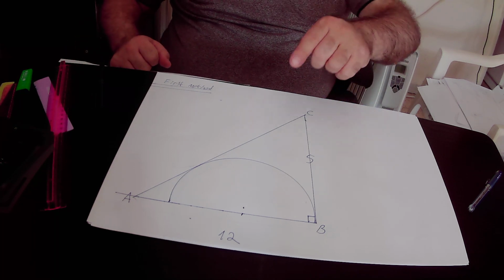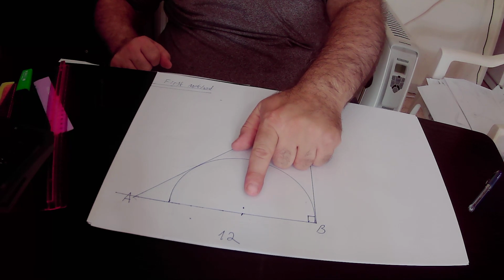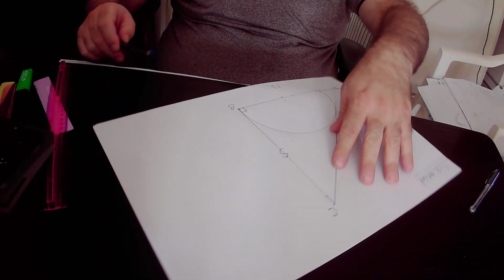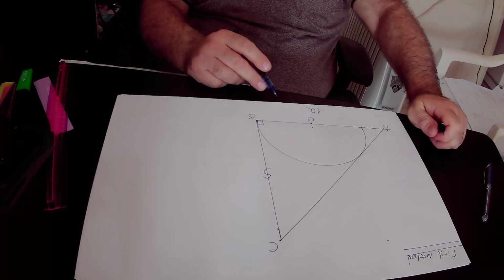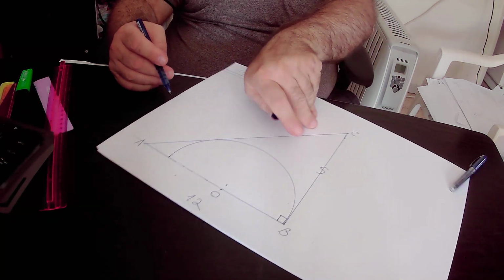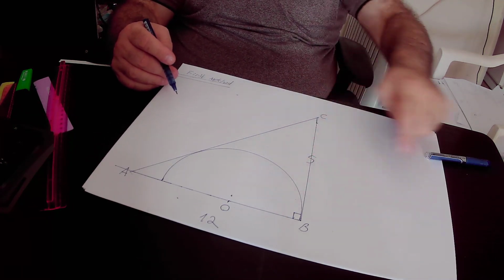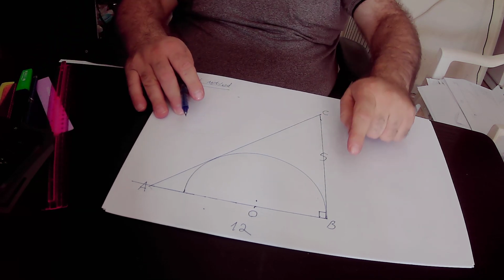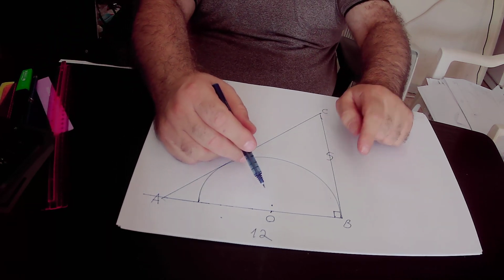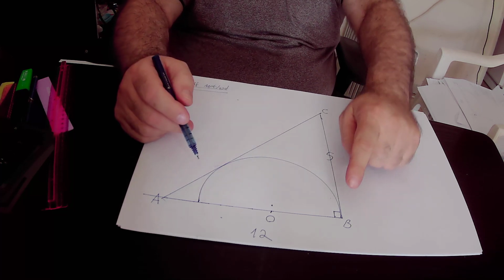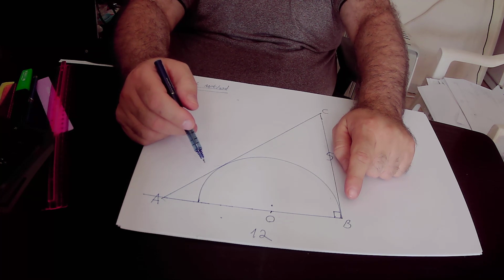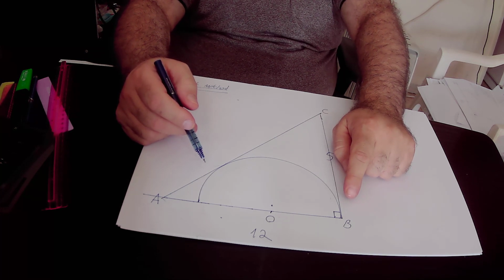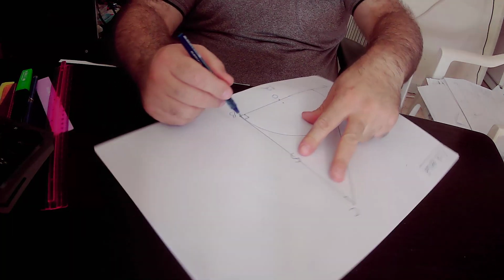First of all, we will define the center of this semicircle as point O. Line segment OB is the radius of this semicircle, because line segment OB starts from the center of this semicircle and ends at point B, that is a point on the semicircle itself. Therefore, OB is the radius, and we will define the radius as R. Therefore, OB equals R.